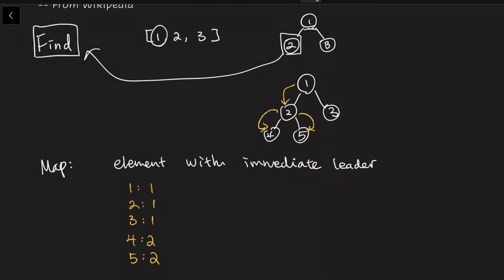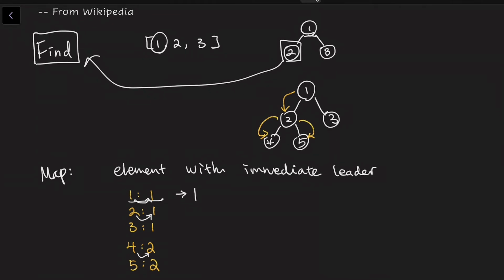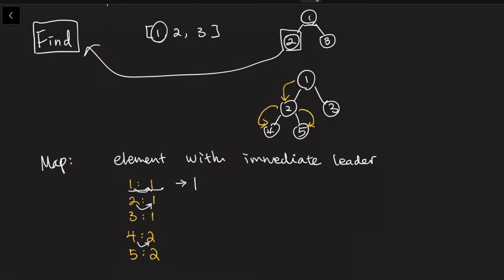So each time you want to find the leader of an element in the set, you first get its immediate leader, and then get its immediate leader's leader, and go to the outermost leader, and it realizes, oh, I'm the leader of myself. So then you output 1 because it is the outermost leader. This is how it works for find.